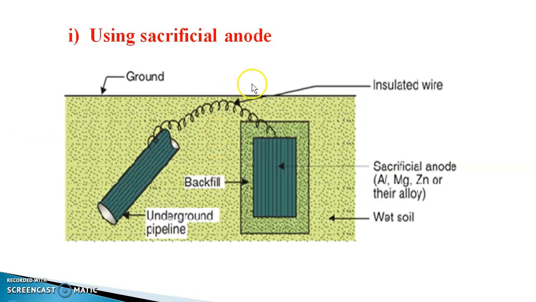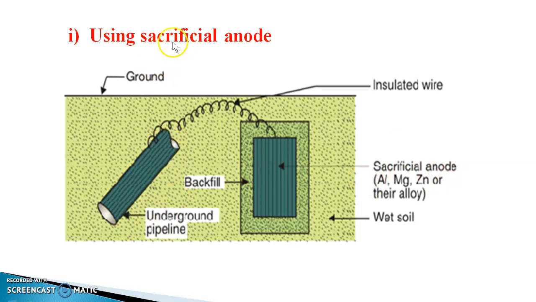So what is the sacrificial anode method? In the sacrificial anode method, the metallic structure to be protected from corrosion is connected to an anodic metal with the help of an insulating wire. See, this is the insulating wire. And the anode is the more active metal, such as aluminum, magnesium, zinc, which acts as the anode. The anode itself gets corroded and your metal is protected from corrosion.